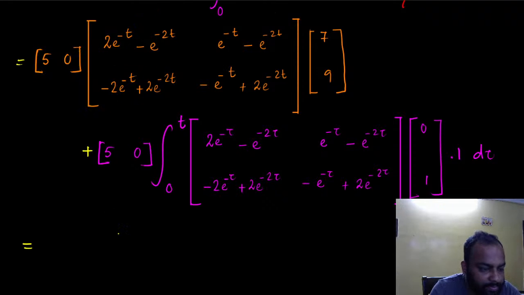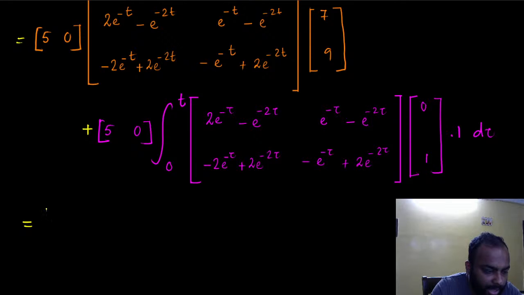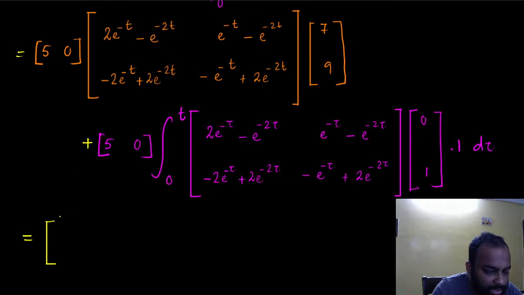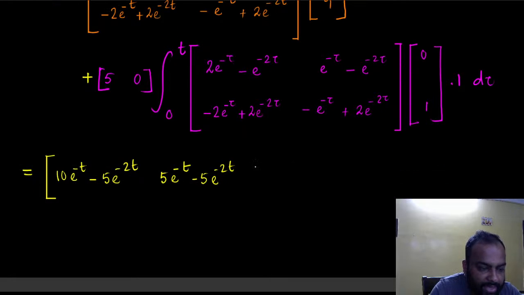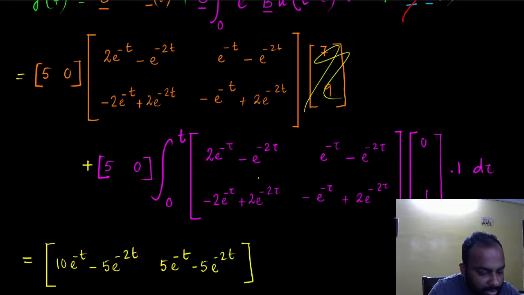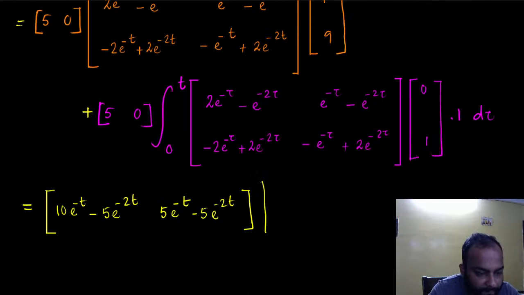So I have a row matrix like this, where this is 5 times the top one, so that's going to be 10 e to the power minus t minus 5 e to the power minus 2t, and then this is 0, and then the next term would be 5 e to the power minus t minus 5 e to the power minus 2t, and then I would be left with this matrix, that's going to be 7 and 9.